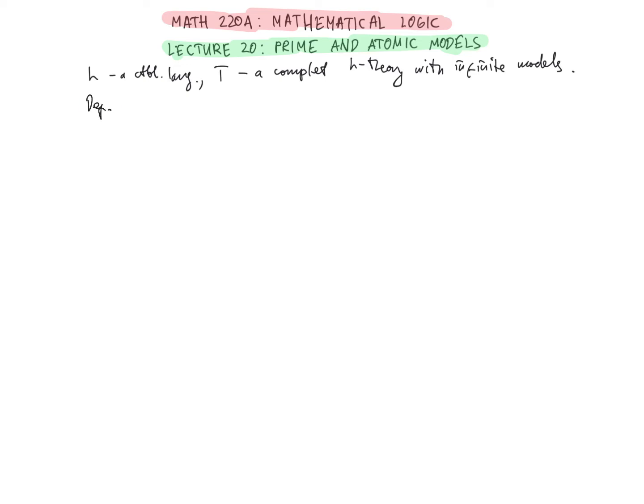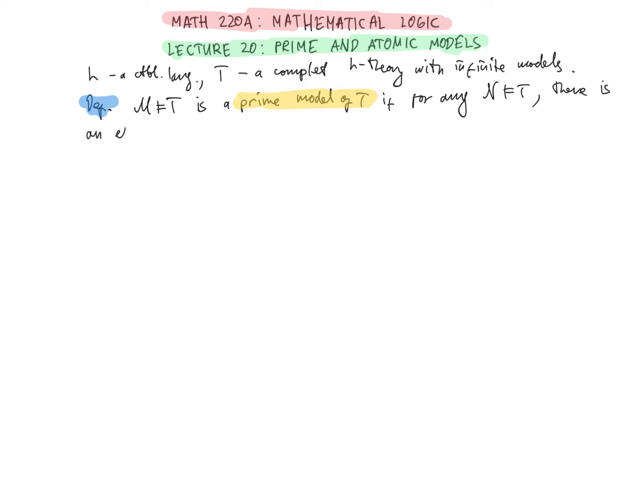Definition. We say that a model M of T is a prime model of T if for any model N of T there is an elementary embedding of M into N. Let's consider a couple of examples.